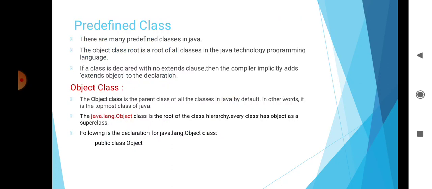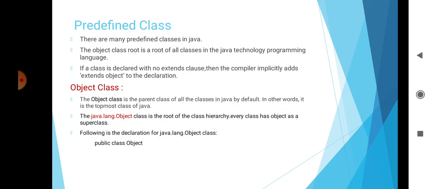Then predefined classes. There are many predefined classes in Java. The Object class is the root of all classes in the Java programming language. If a class is declared with no extends clause, then the compiler implicitly adds extends Object to the declaration. The Object class is the parent class of all the classes in Java by default. In other words, it is the topmost class of Java. The java.lang.Object class is the root of the class hierarchy. Every class has Object as a superclass.